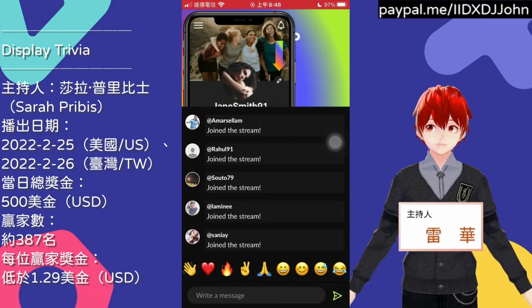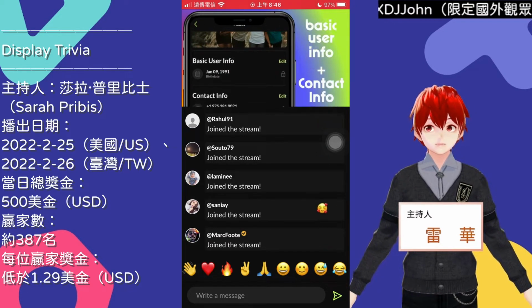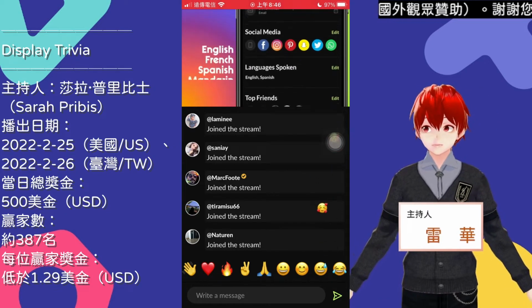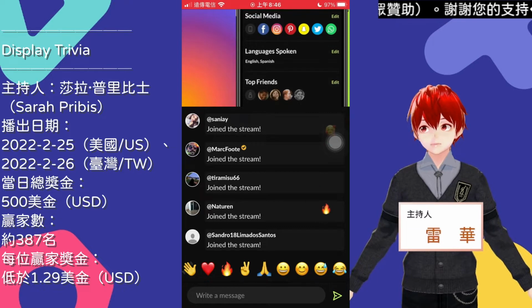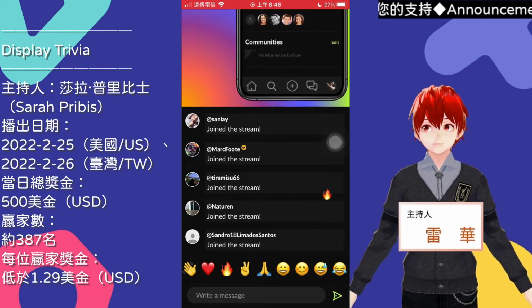Tap the pencil icon to edit your profile picture, cover photo, basic user info including contact, and link to your other social media accounts. Select your preferred language. Identify top friends and family members. You can also create and manage your communities here.